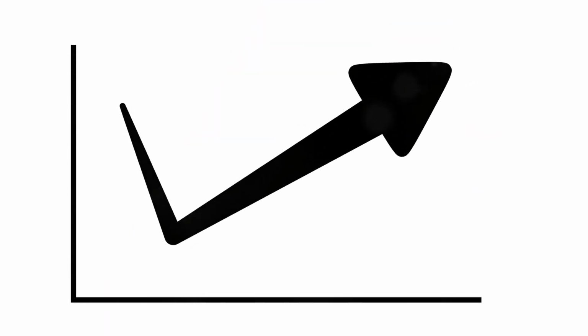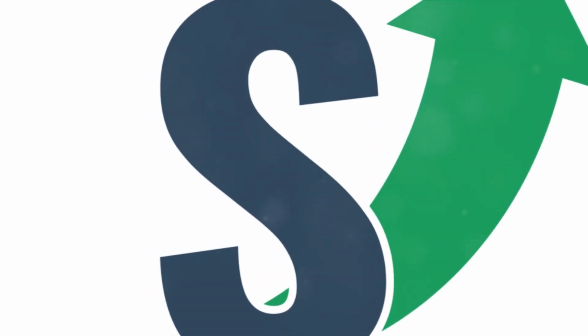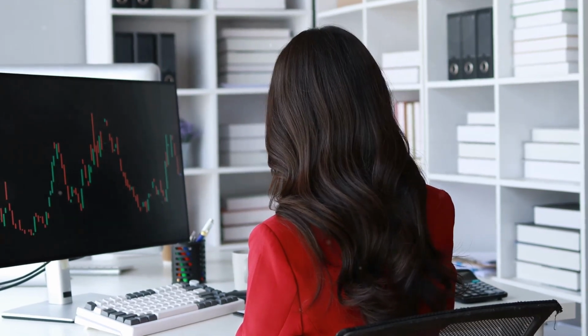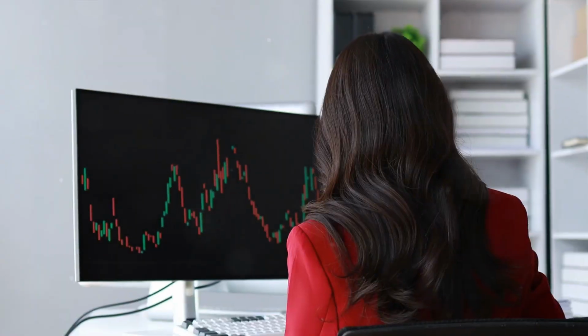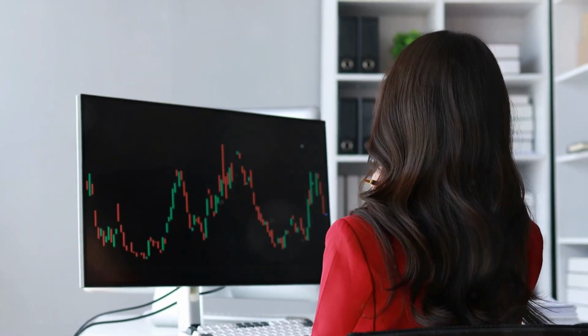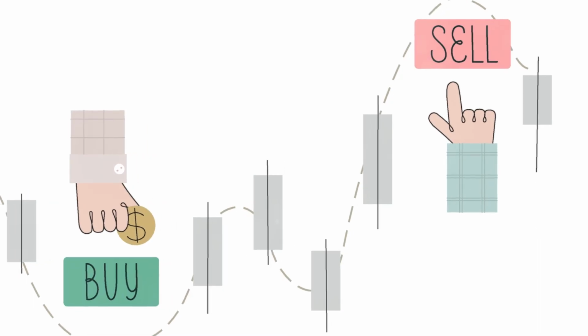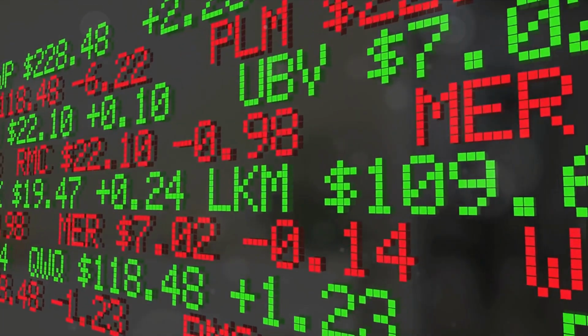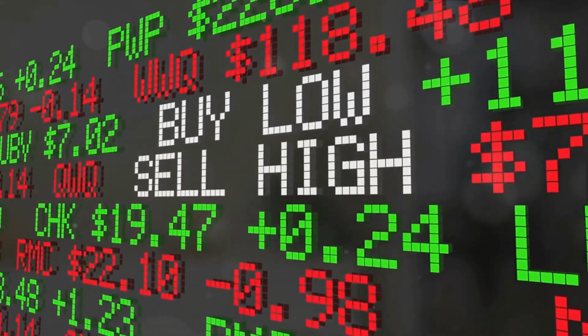This is where the magic happens. Those who had the foresight to invest during the downturn now stand to reap significant benefits. It's essentially a game of patience and strategy, waiting out the storm to enjoy the sunshine that follows. The key is to remain vigilant, understand market trends, and most importantly, not to panic. So, while a looming recession might be cause for concern, astute investors see it as a golden opportunity to buy low and sell high.